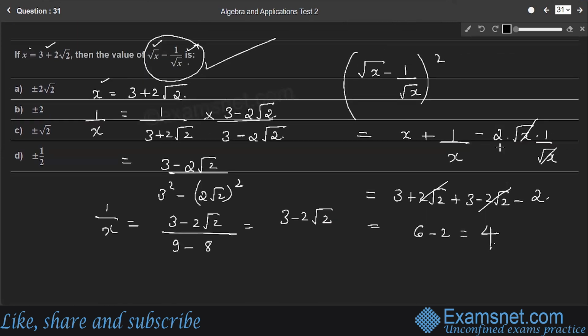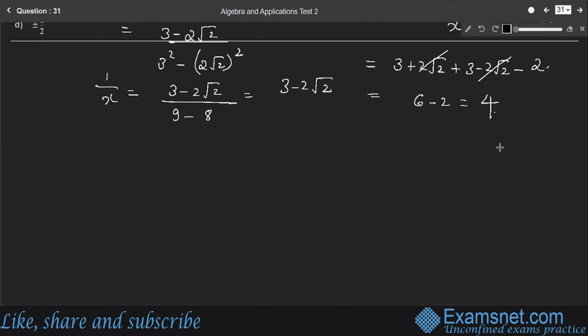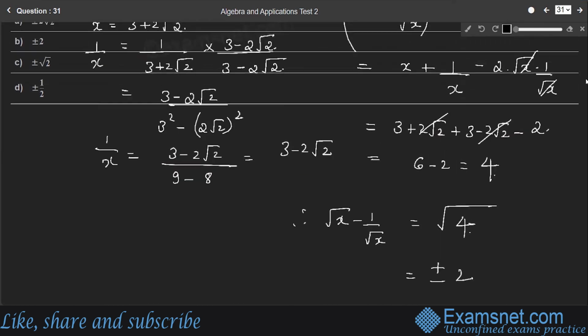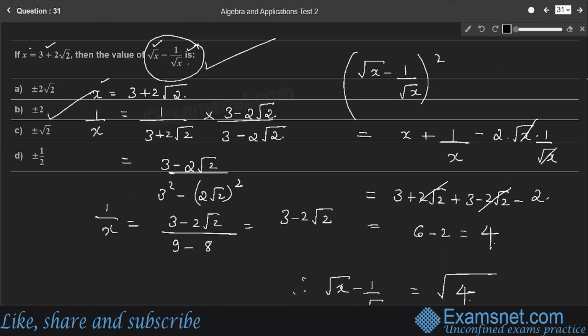Here we need root x minus 1 by root x, right? Therefore, root x minus 1 by root x is equal to the square root of 4, which is plus or minus 2, right? Square root of 4 is plus or minus 2. Therefore, option B is the right answer.